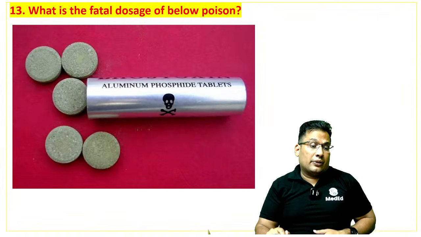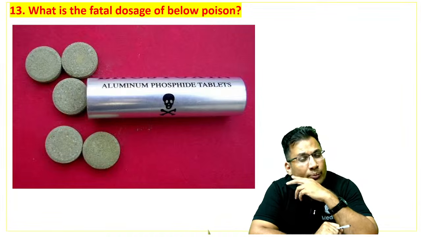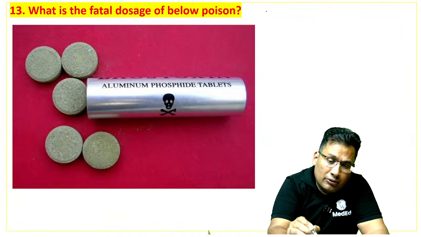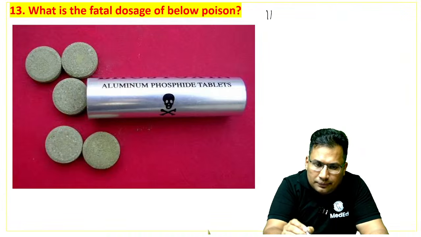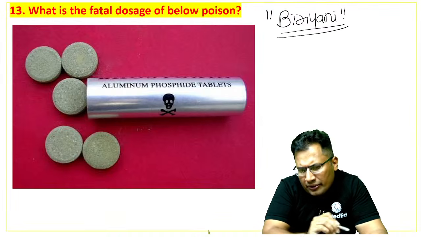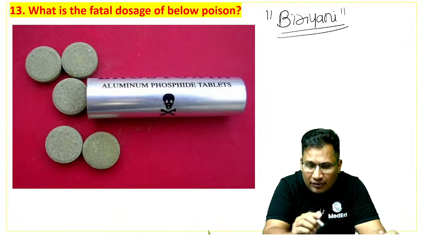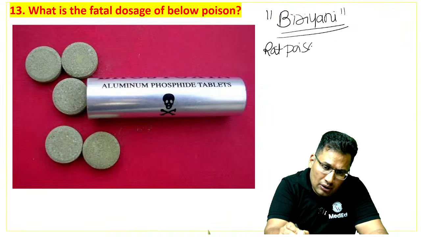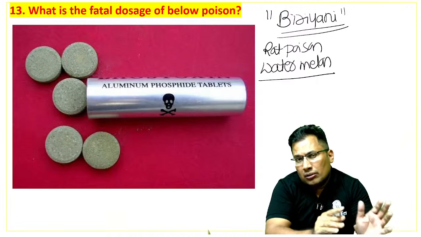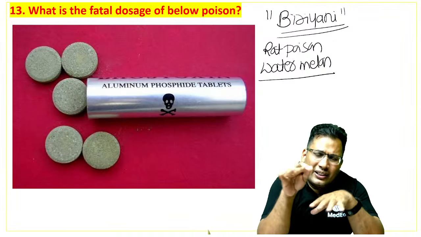This is very interesting guys. What is the fatal dosage of the poison given below? The poison is aluminium phosphide or sometimes zinc phosphide. Very interesting. Recently in Mumbai, there was a case of death. We call it the biryani death. All the family members died due to some rat poison. Rat poison was found with the watermelon. After a party in the family, 3 or 4 members were found dead.